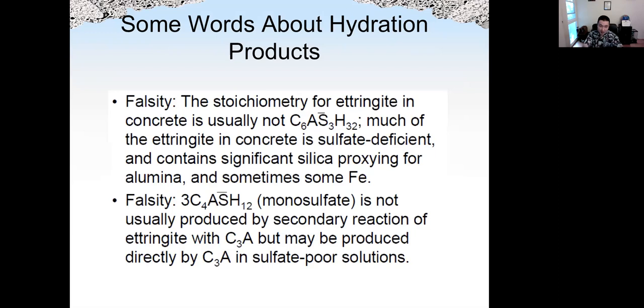All right, some more facts about ettringite. The equation may not be exactly like this, and some ettringite is sulfate deficient. Some of the silica can replace alumina, and sometimes even ferrite can replace alumina. Monosulfate is usually produced by a secondary reaction of ettringite with C3A. However, it may be produced directly from C3A with water and sulfate, depending on the ratio of C3A and gypsum.